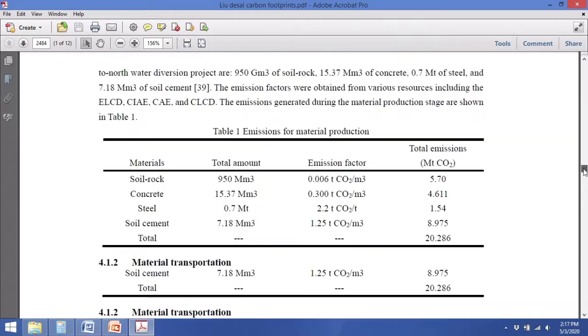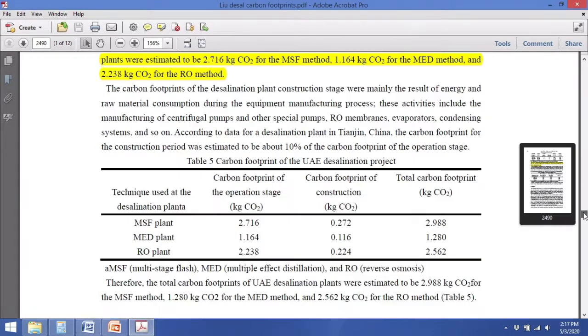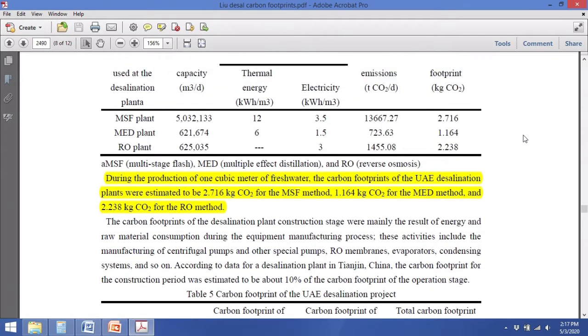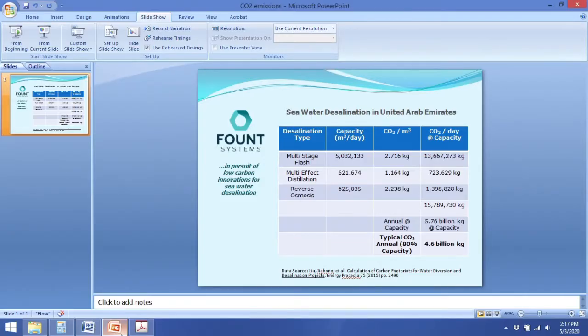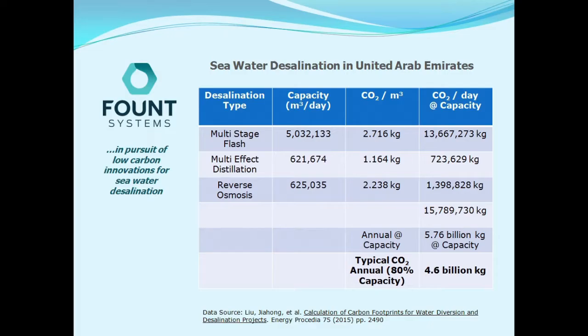And if we scroll down here, we can find some useful source data, which I'm going to use and interpret. So let's take a look at what I've put together here. I want to figure out what the carbon footprint is of desalination in the UAE in terms of quantities of CO2 generated. So here we have the chart. This is all the data from that article.